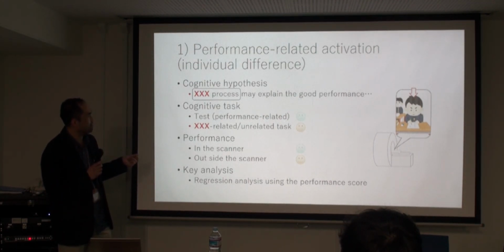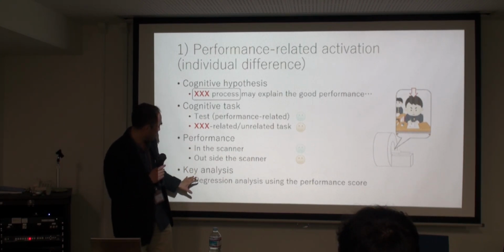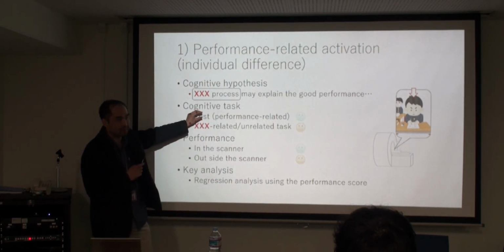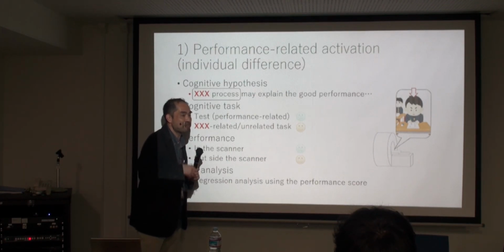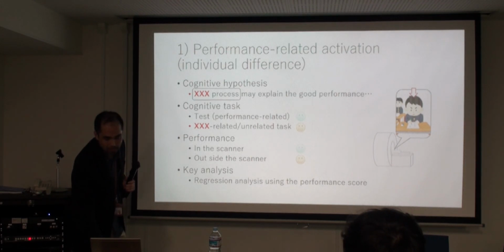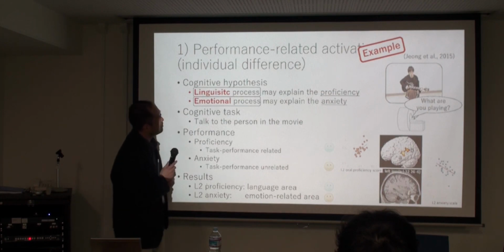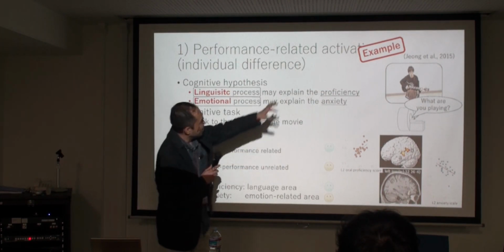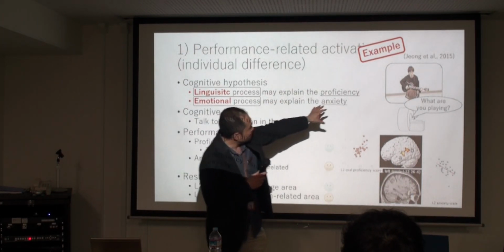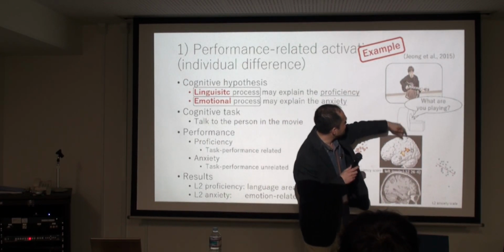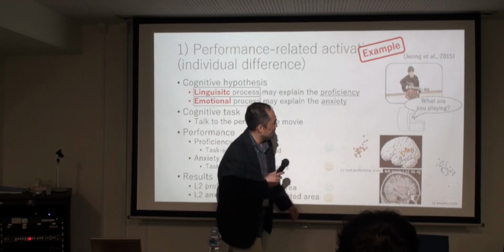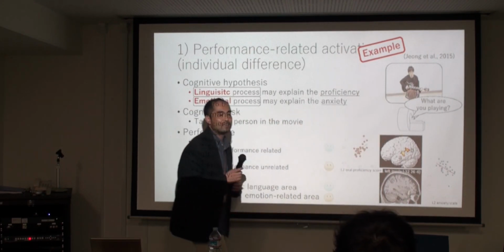But we have to be very careful that the neural activation associated with performance is actually related to some superficial effect of the performance. An example of this analysis is one I brought from Johnson's recent paper. Here, Johnson asked the subject to make communications, to speak to this person in the movie in the scanner.